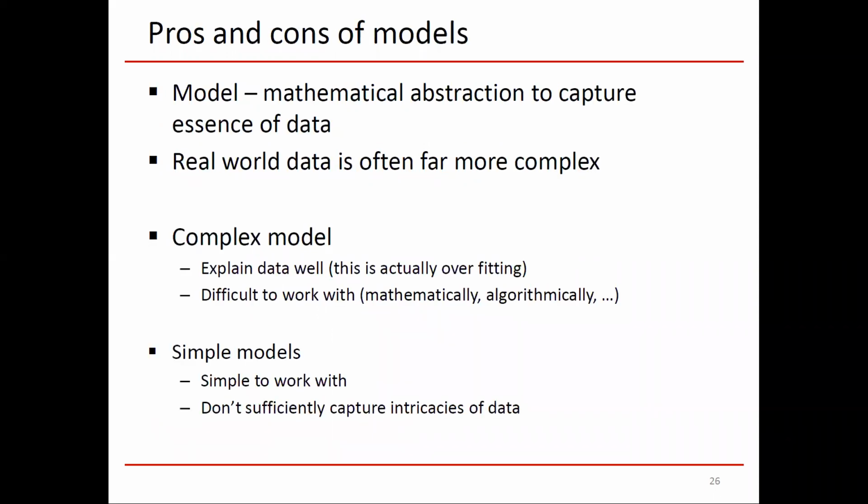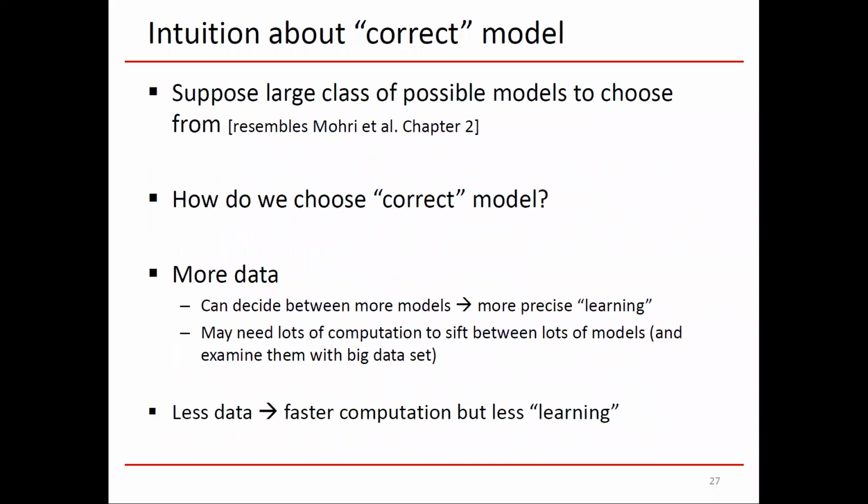So the pros and cons of models are that, again, the model is a mathematical abstraction. It captures the essence of the data, the main part, and real-world data is typically more complex. And if the model is complex, it explains the data well, and this will likely be overfitting, but it's difficult to work with, both mathematically, it's hard to analyze a complicated model, and algorithmically. A simple model, on the other hand, is simple to work with algorithmically, and mathematically it's computationally tractable. However, it may not sufficiently capture the intricacies of the data.